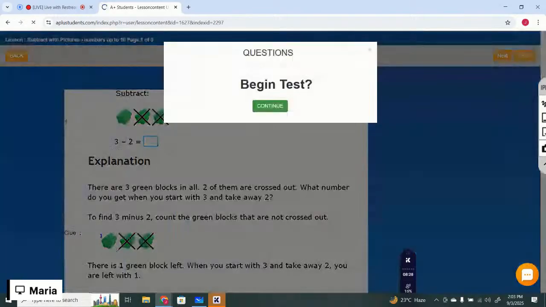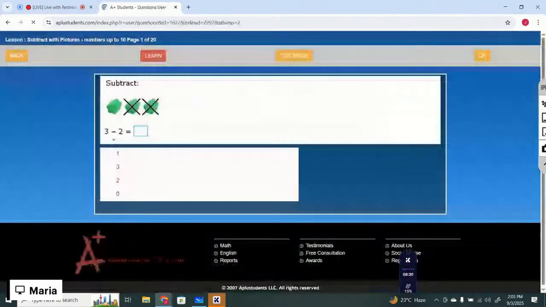Let's start with the test. 3 take away 2. So we have 3 green blocks. 2 of them are crossed out. You need to count the ones that are not crossed out. So only one of them is not crossed out. So the correct option is 1. Option number 1 is the correct option.